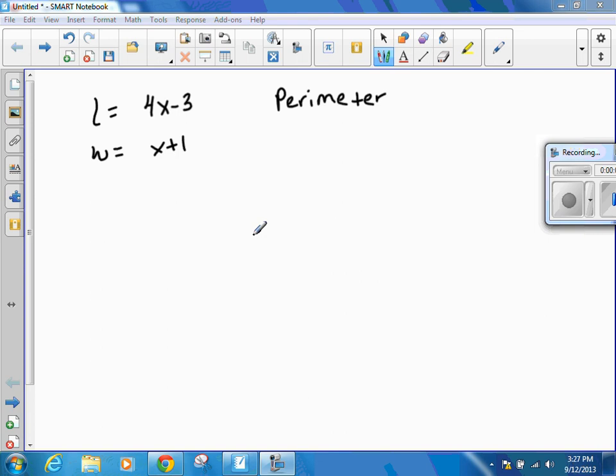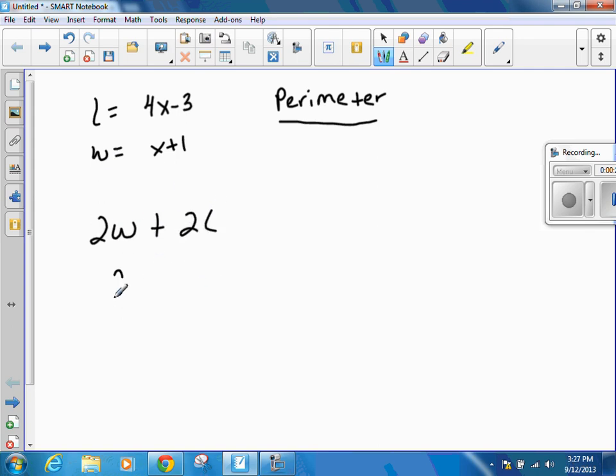Okay, I'm going to go ahead and show you a couple of additional problems that you might see on the test, something similar. So you might get a question that will ask you, here are the dimensions of a rectangle. Please find the perimeter. So I have my length equals 4x minus 3, and my width equals x plus 1. The perimeter formula, we have 2 times the width plus 2 times the length.